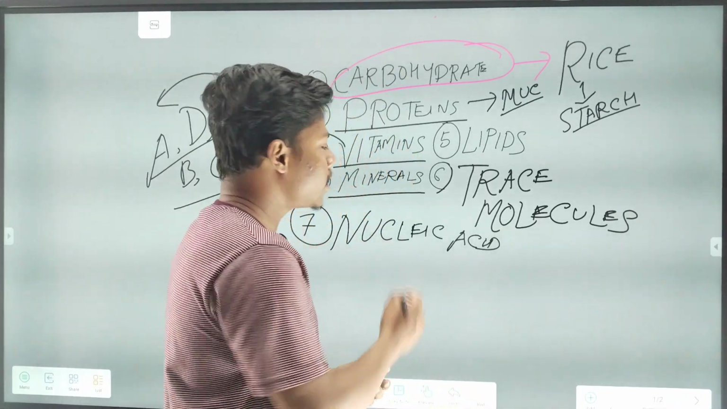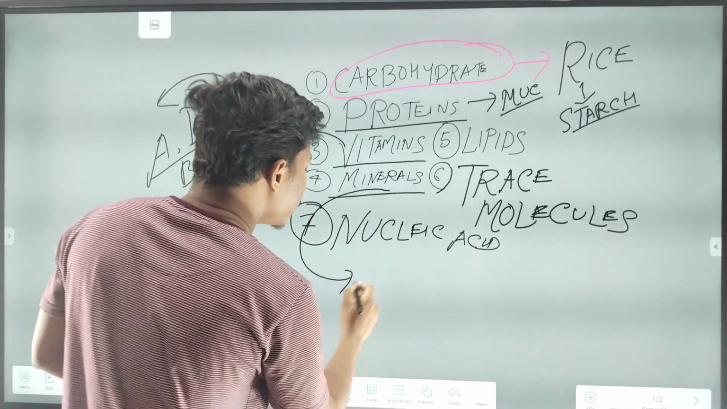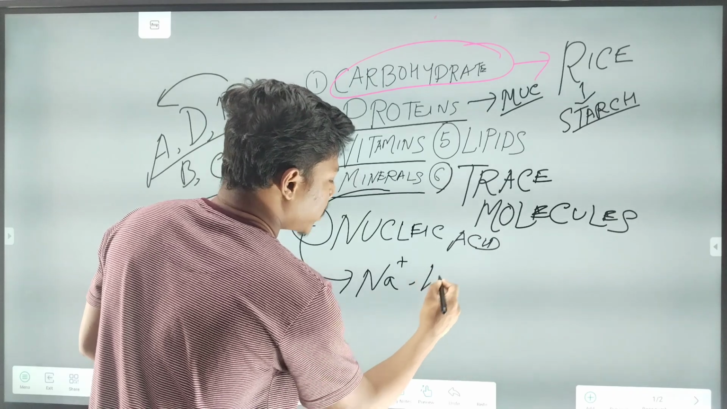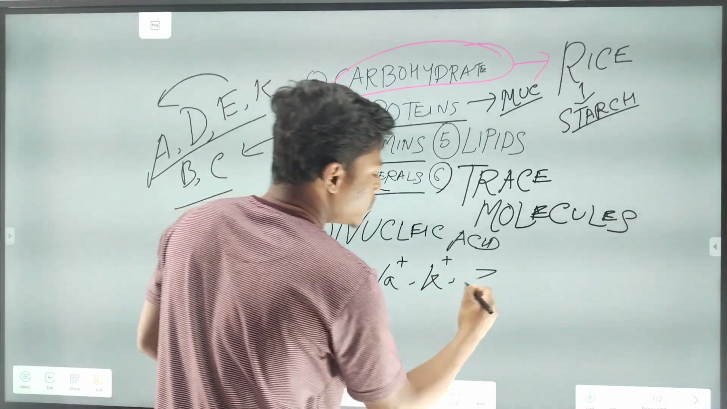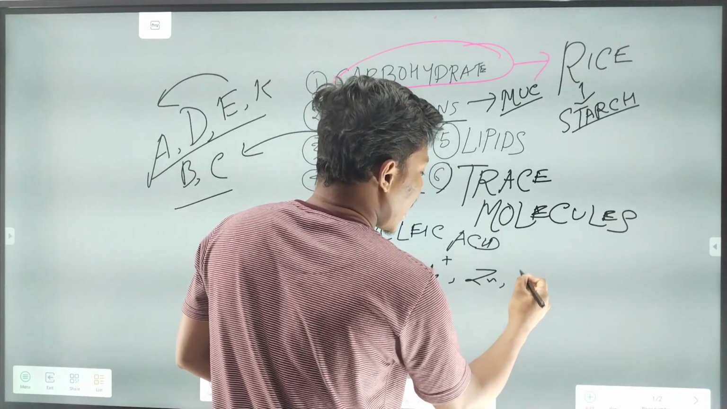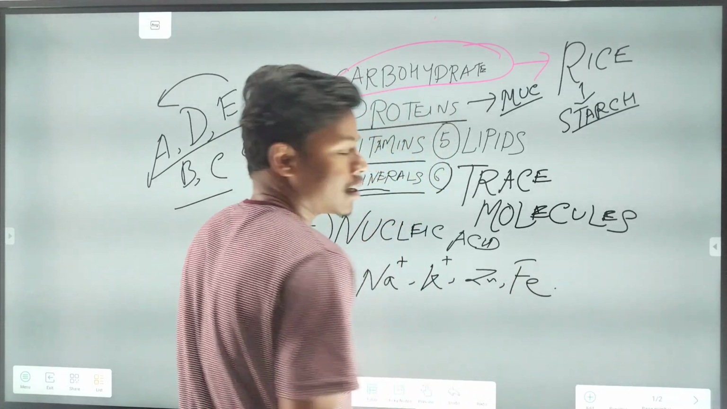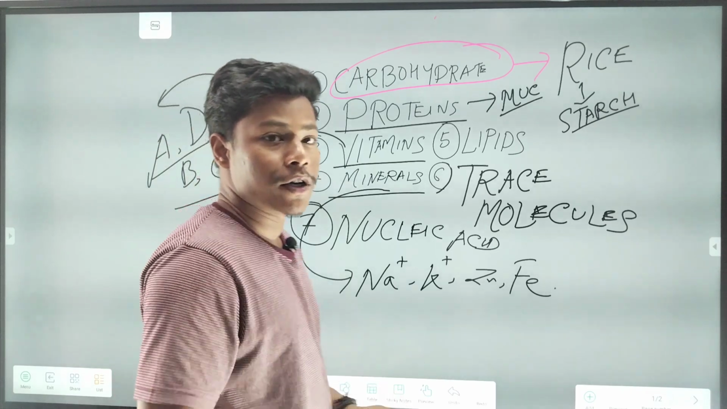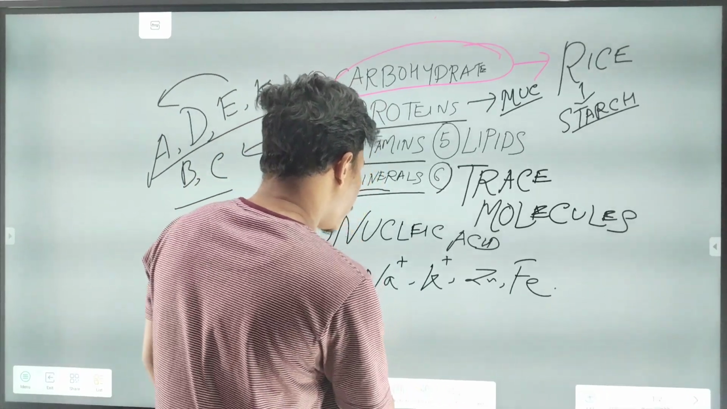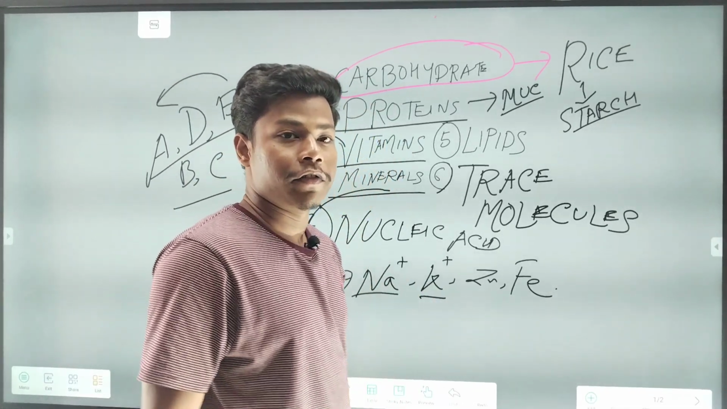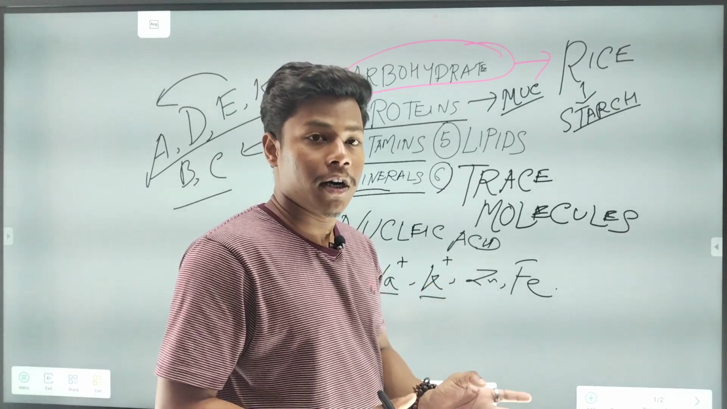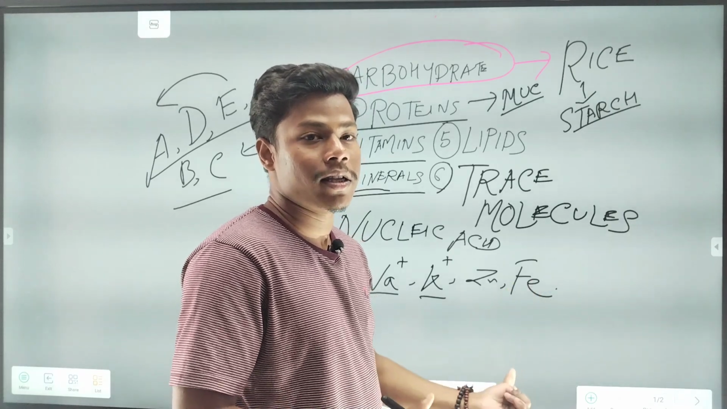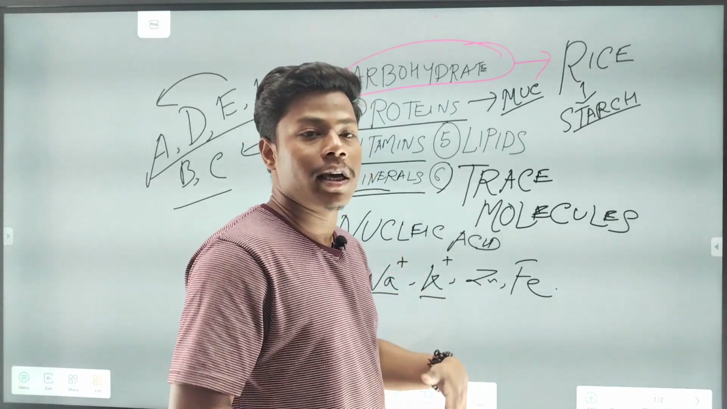So minerals means sodium, then we have potassium, we have zinc, we have iron. These come under the mineral part, and they are required for your nerve function. For example, sodium and potassium are required for your nervous system to work. That means for our neurons to work properly, we require the sodium and potassium balance in our body.